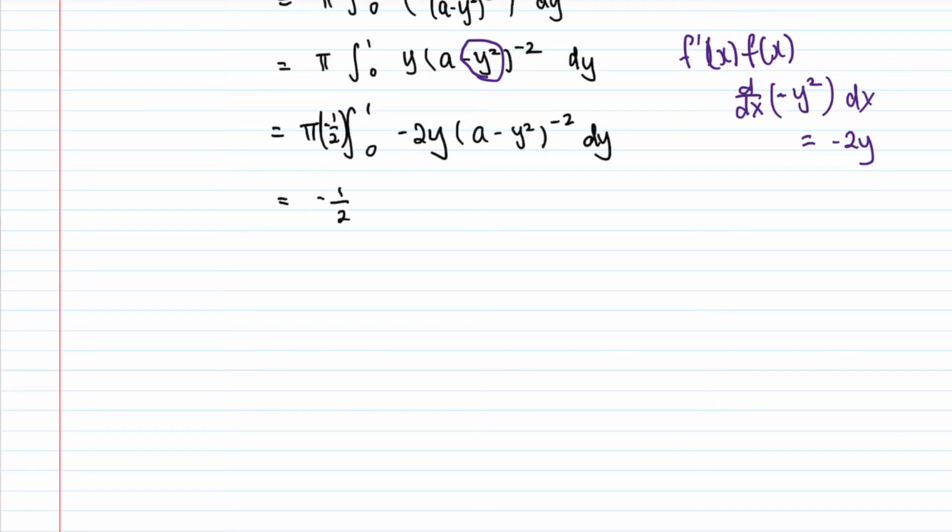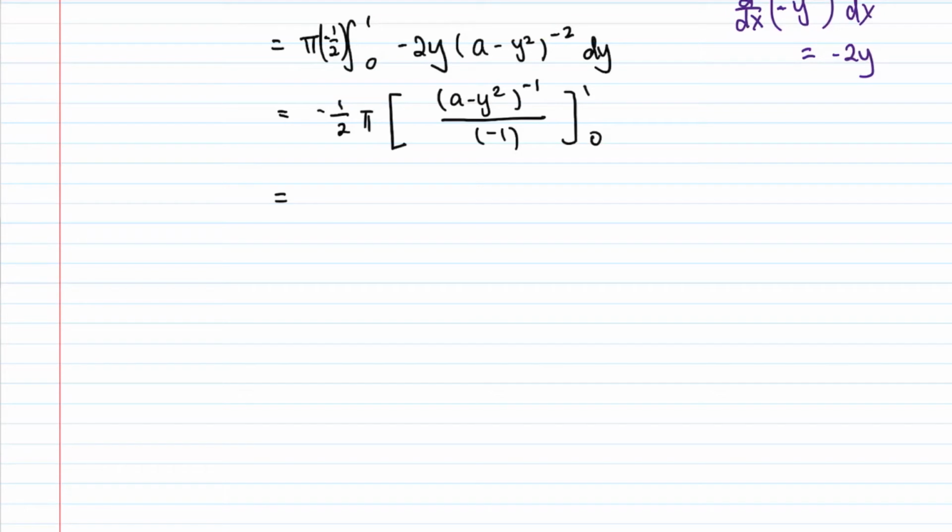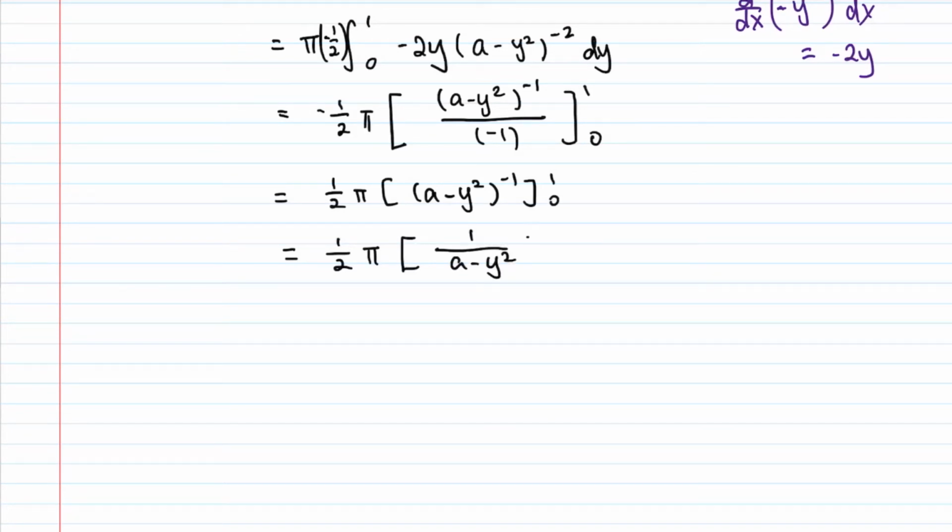So you get minus half pi, whole thing times a minus y squared, and then integrate, you always add 1. So you get minus 1, and then you divide by the new power, which is minus 1, with limits 1 to 0. Okay, so this is where we've already integrated. Then after that, all you need to do now is just make it simpler to understand. You just get half pi times a minus y squared to the power minus 1, limits 1 to 0. When you have got something to the power negative 1, it is essentially an inverse. So you just flip it, get 1 over a minus y squared, limits 1 to 0.